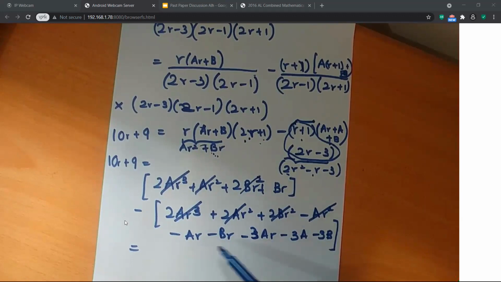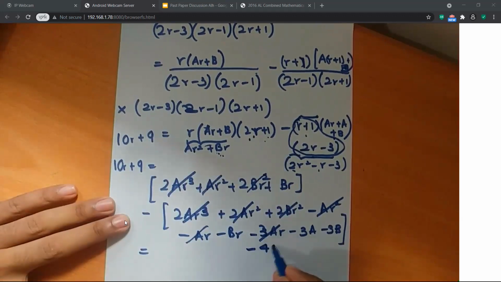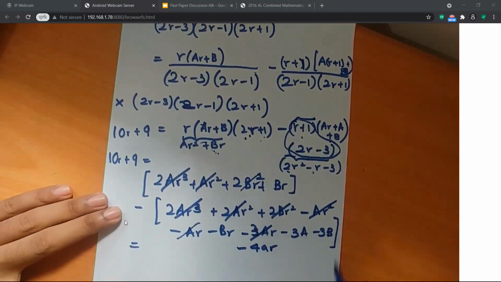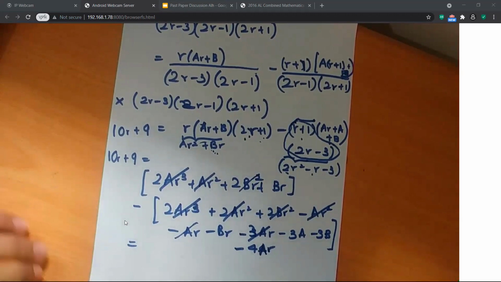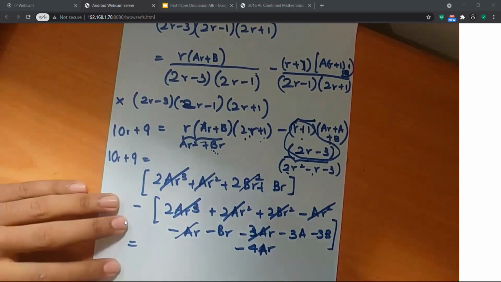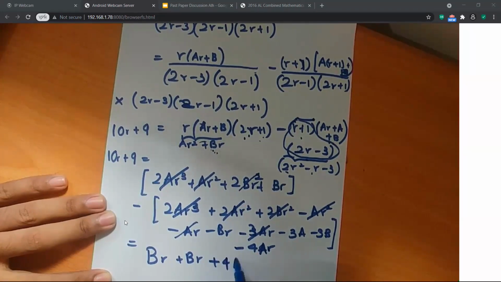So it's minus AR minus 3AR. So minus AR minus 3AR can be written as minus 4AR, minus 3A minus 3B. Right, I think that's all right. So if we simplify this, we'll get BR, minus minus becomes plus BR plus 4AR plus 3A plus 3B.